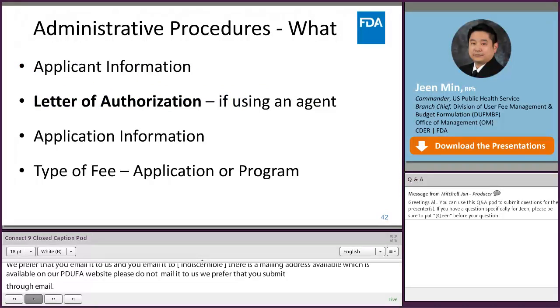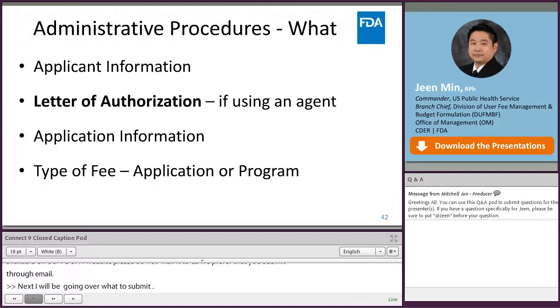Next, I'll be going over what to submit. Some of the things are obvious. For example, applicant information. You need to provide us the firm name, address, email address, phone number, pretty much all the contact information in order for us to contact you with.